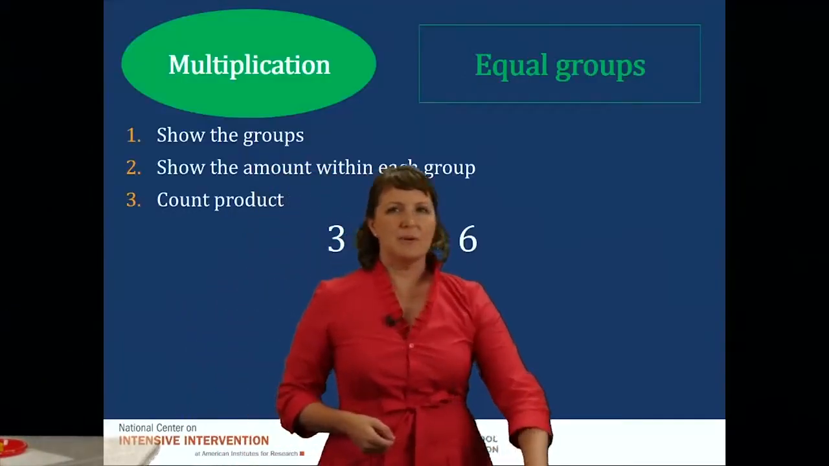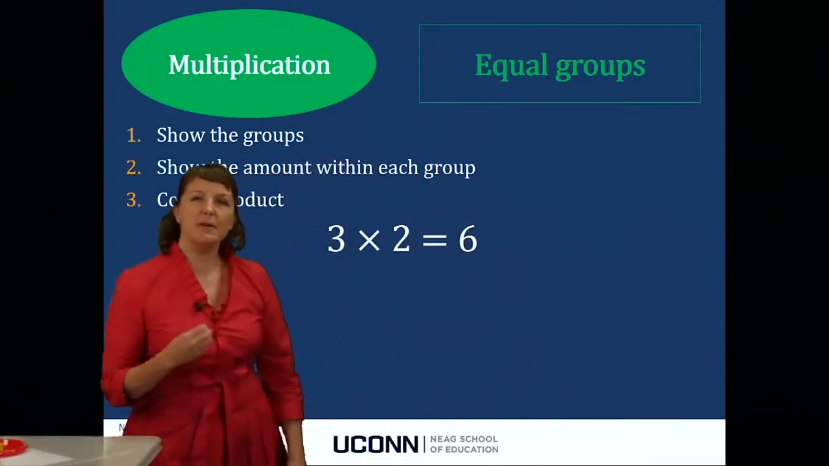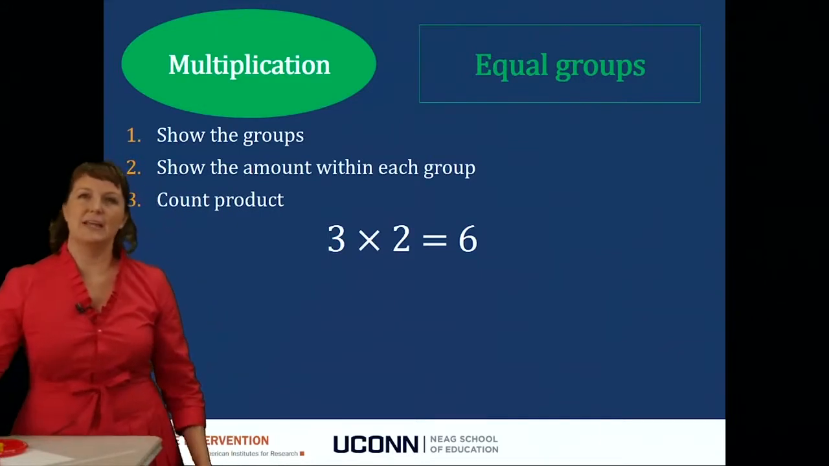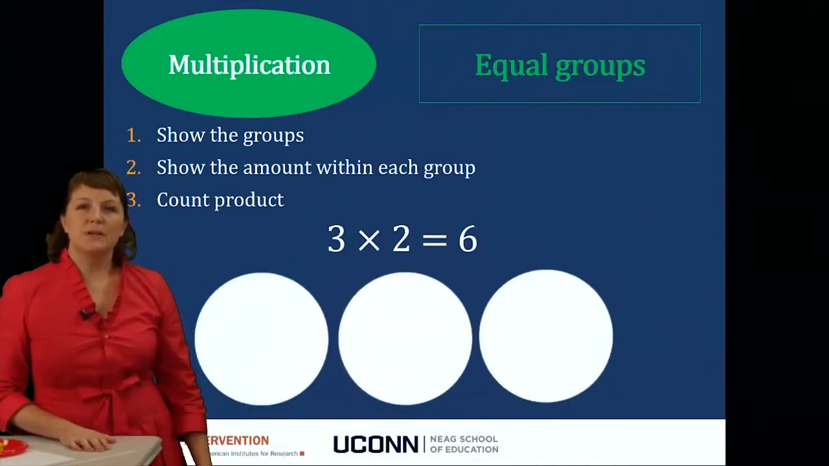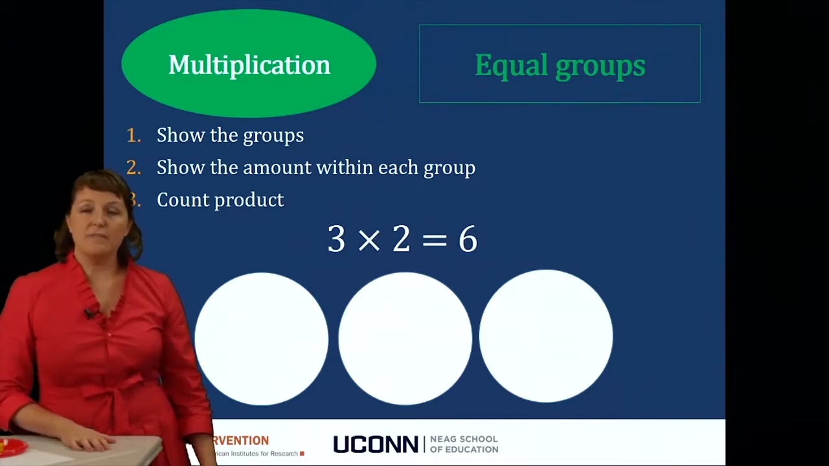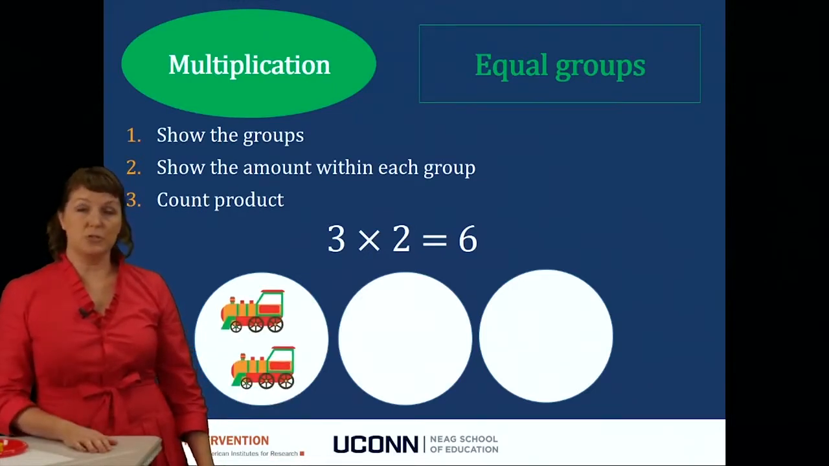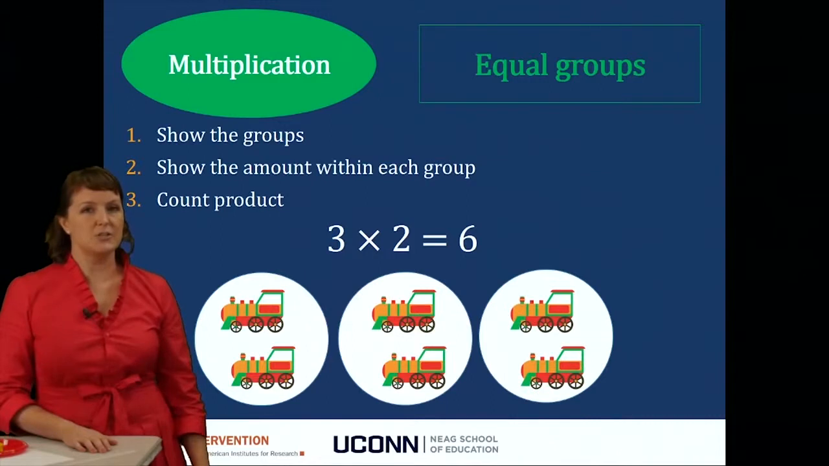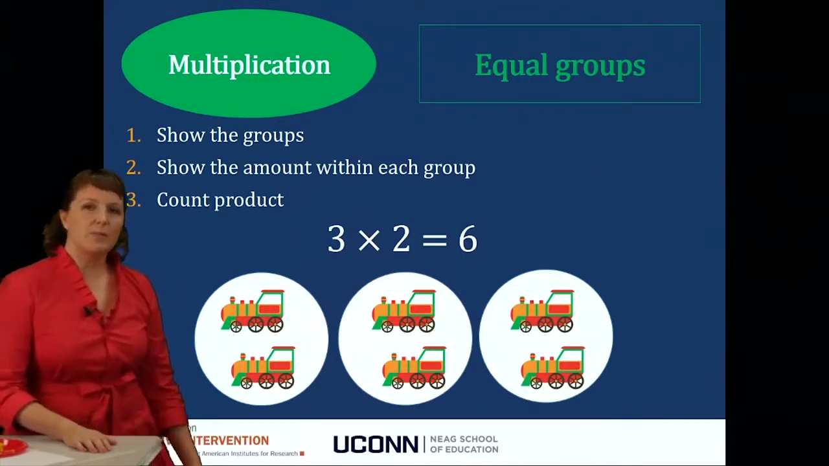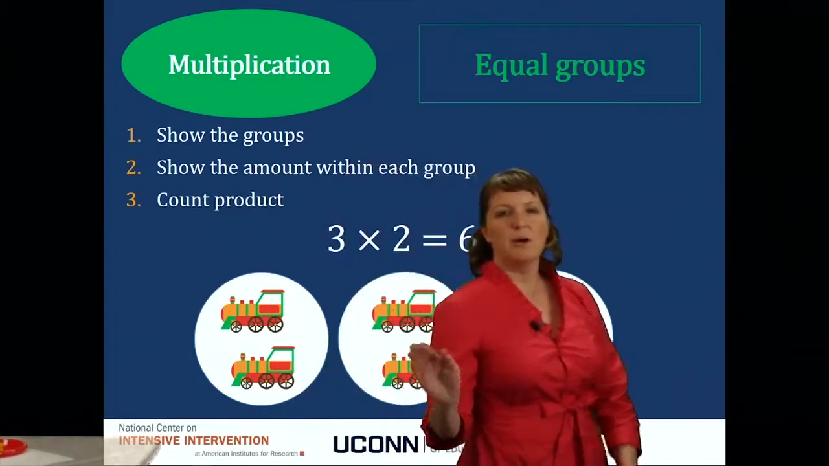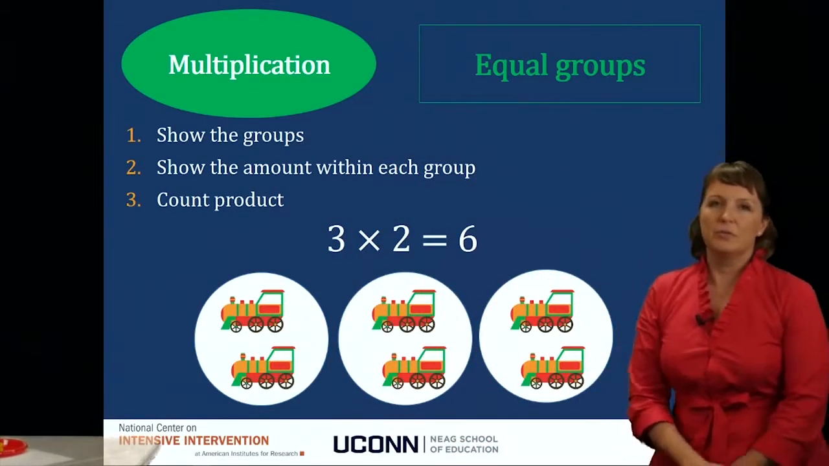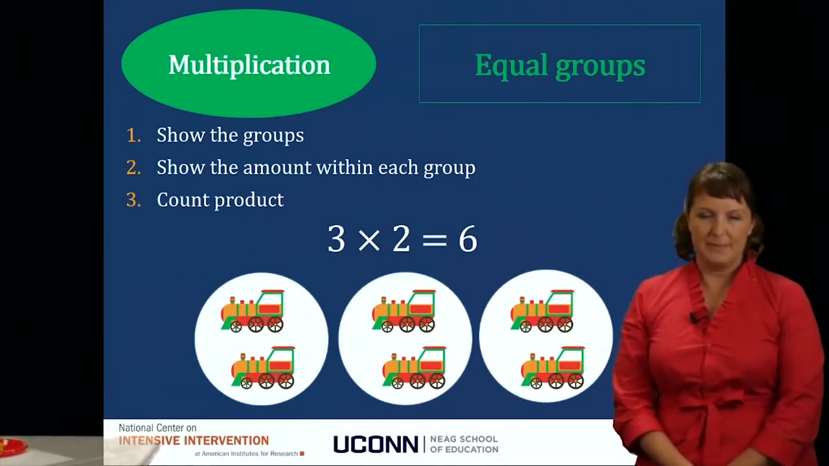Now we can look at this problem representationally. Remember I talked about that multiplication sign as meaning groups of. So I've got 3 groups, there's my 3 groups, of 2, so 2 within each group. So there's 2 trains, 2 trains, and 2 trains. And what is our product? It's going to count, let's see, 1, 2, 3, 4, 5, 6. So 3 times 2 equals 6.